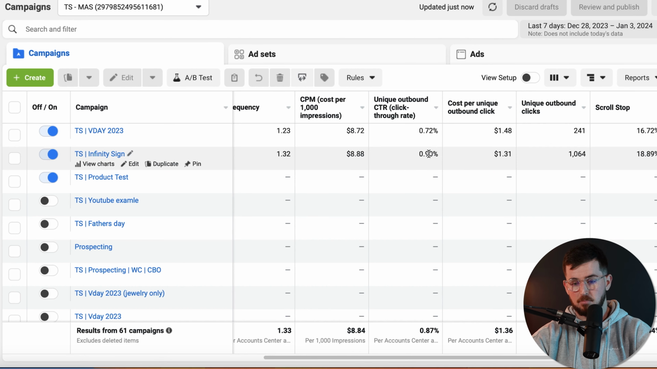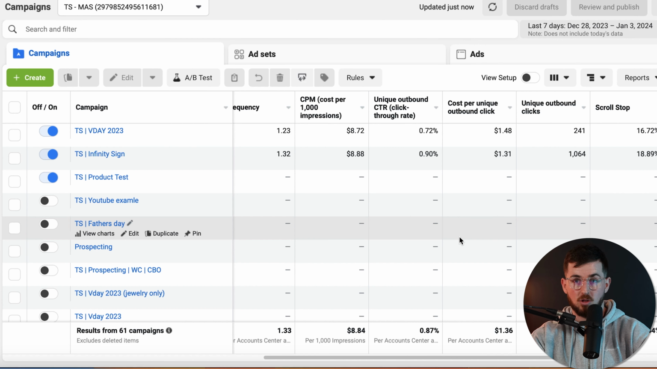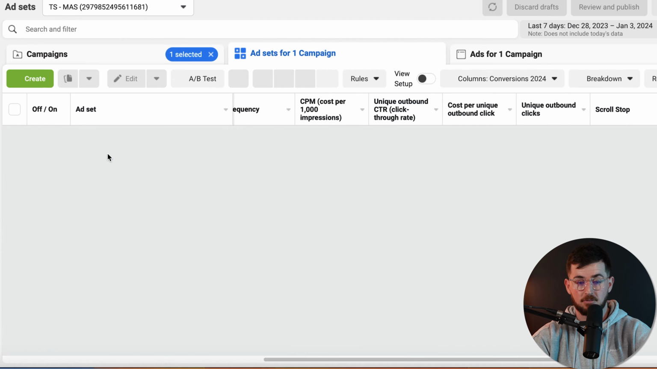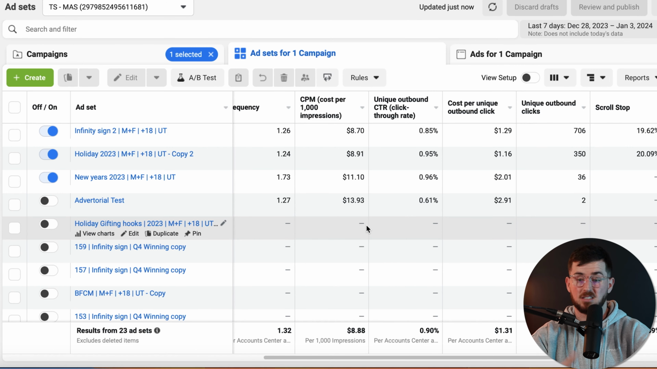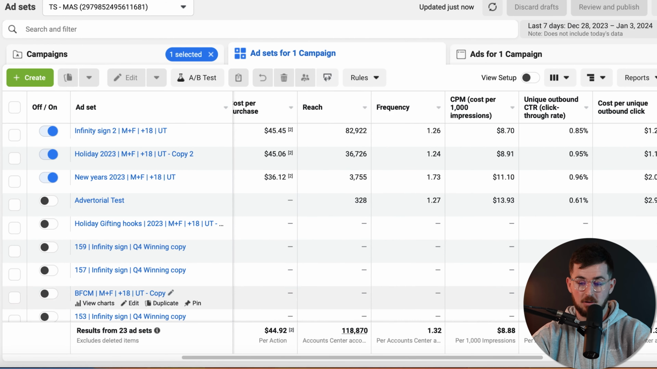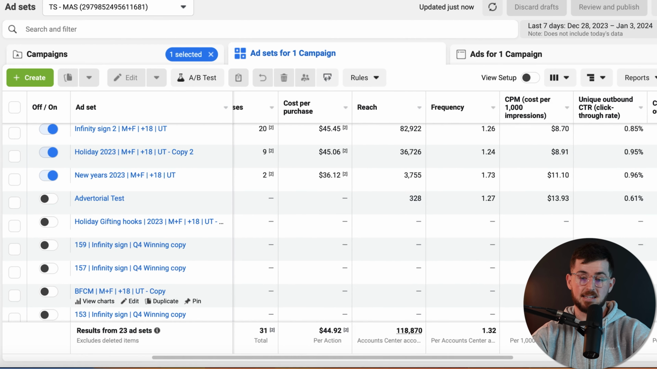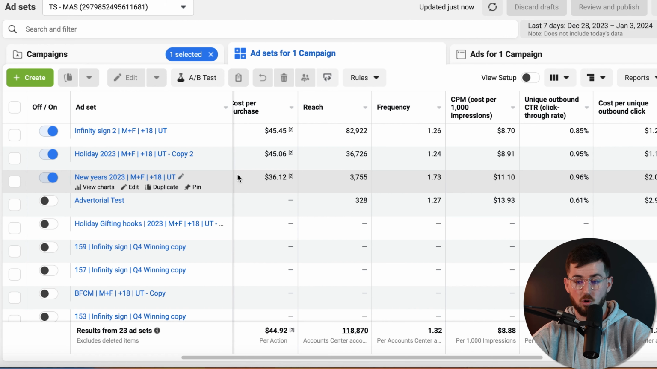Is this 0.72, 0.9? What's a good outbound click through rate? Again, compared to your account average and more specifically your campaign average. If I run an engagement campaign, I can get an insanely high unique outbound click through rate, but cost per purchase is going to be terrible. This is a 0.9 outbound click. We have some accounts with 2 to 3%. All this helps tell me is, again, the story of what's going on.